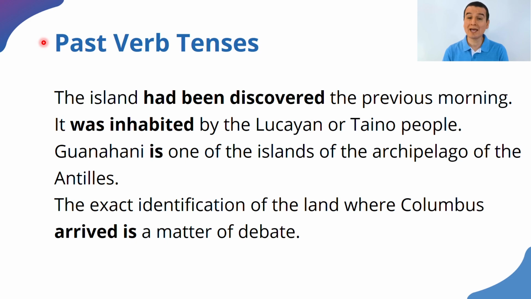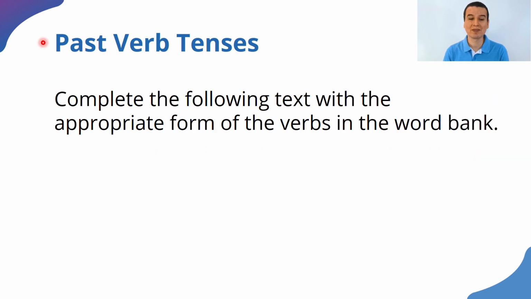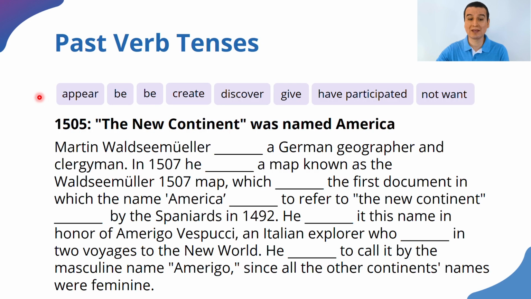All right? I have a practice activity for you. Complete the following text with the appropriate form of the verbs in the word bank. I'm giving you these verbs, but they appear in the base form. You have to put them whether in the past simple form or in the past participle, depending on the situation.